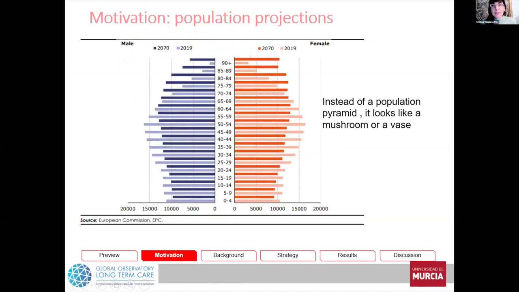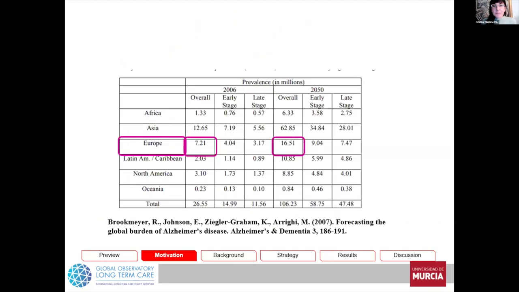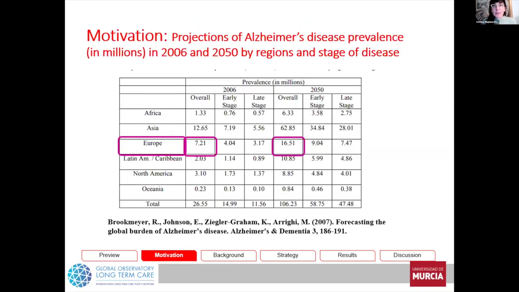So just a brief introduction. These are the projections of the population between 2019 and 2070, more like a population pyramid. It looks like a mushroom or a base, but this is eventually what we will find in the near future. Also, we find the projections of Alzheimer's disease prevalence in 2050.